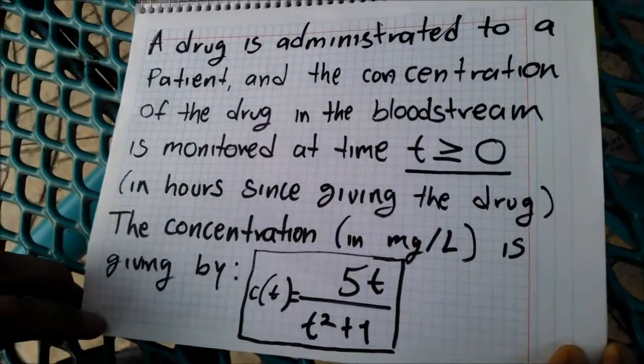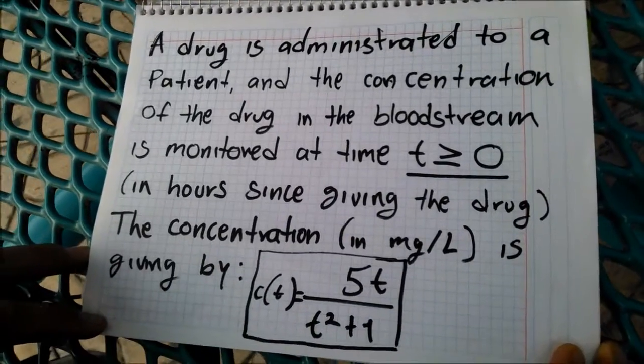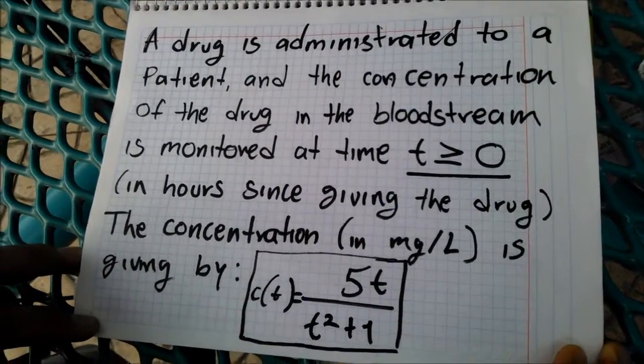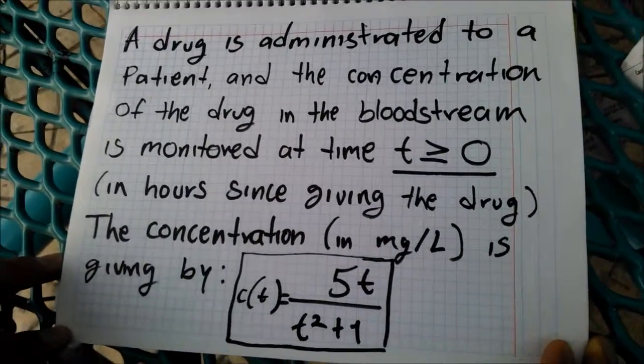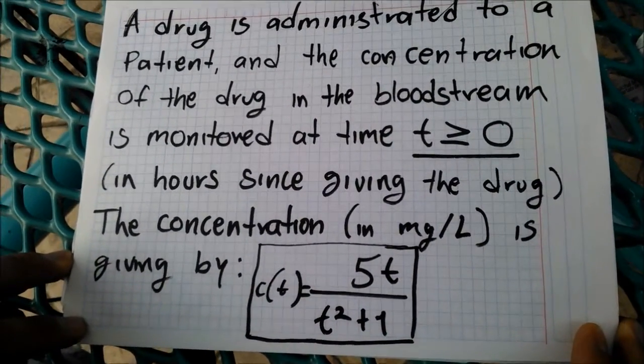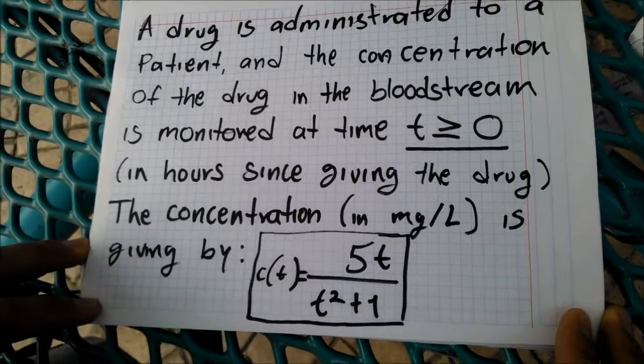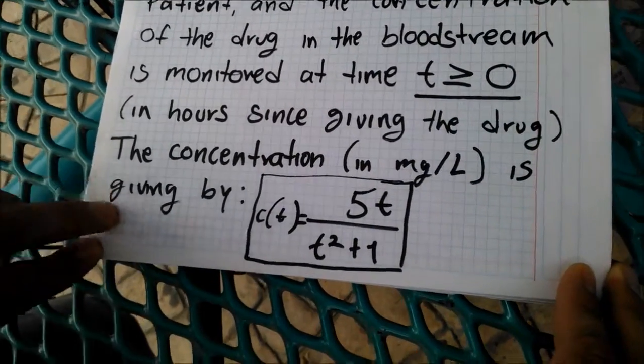A drug is administered to a patient, and the concentration of the drug in the bloodstream is monitored at time t greater than or equal to 0, in hours since giving the drug. The concentration in milligrams per liter is given by this.